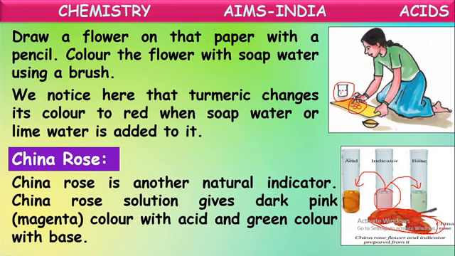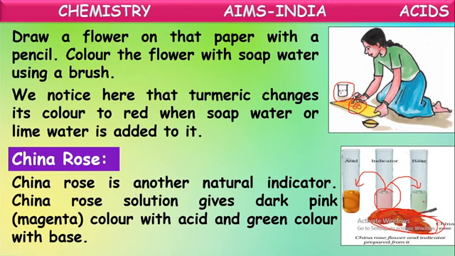Now second one, turmeric. Turmeric is also one of the natural indicators which shows its color change with base only. It won't show any color change to acids.